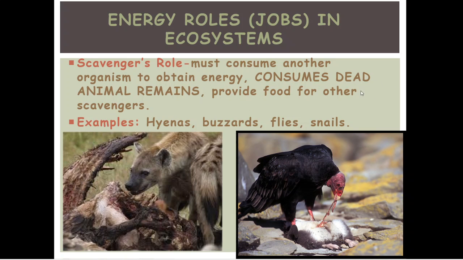And then we have our scavengers' role, and they must consume another organism to obtain energy, and they only consume dead animal remains. And they provide food for other scavengers. So when they die, they actually provide food for other scavengers. Examples of those are hyenas, buzzards, flies, and snails.